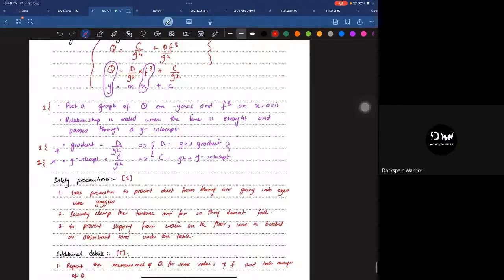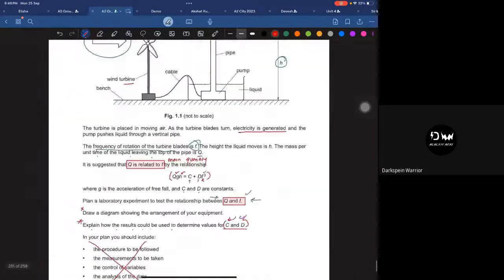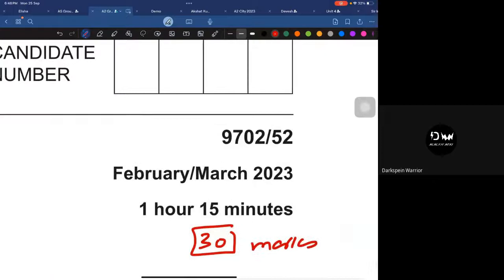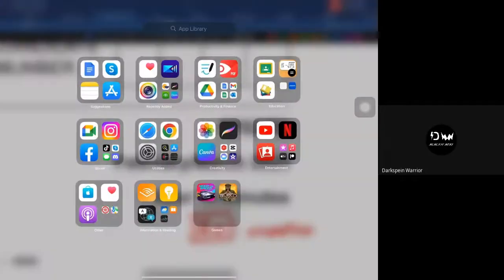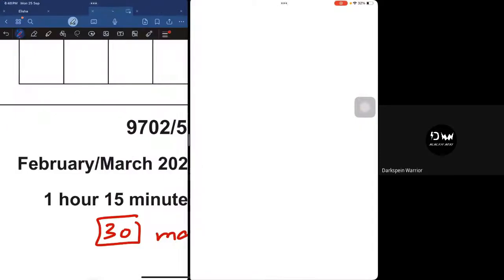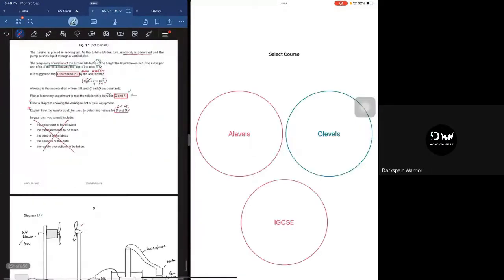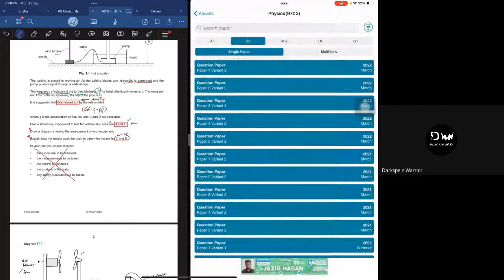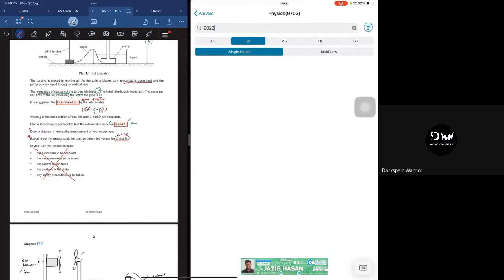Okay, now I just want to take the last 2 minutes. Let me see what paper is this. Feb March. I'm going to compare this with the mark scheme, what they say, and we're going to grade ourselves on what we should have done and what we should not have done. So where is it? 2023. Oh, they do not have that paper.